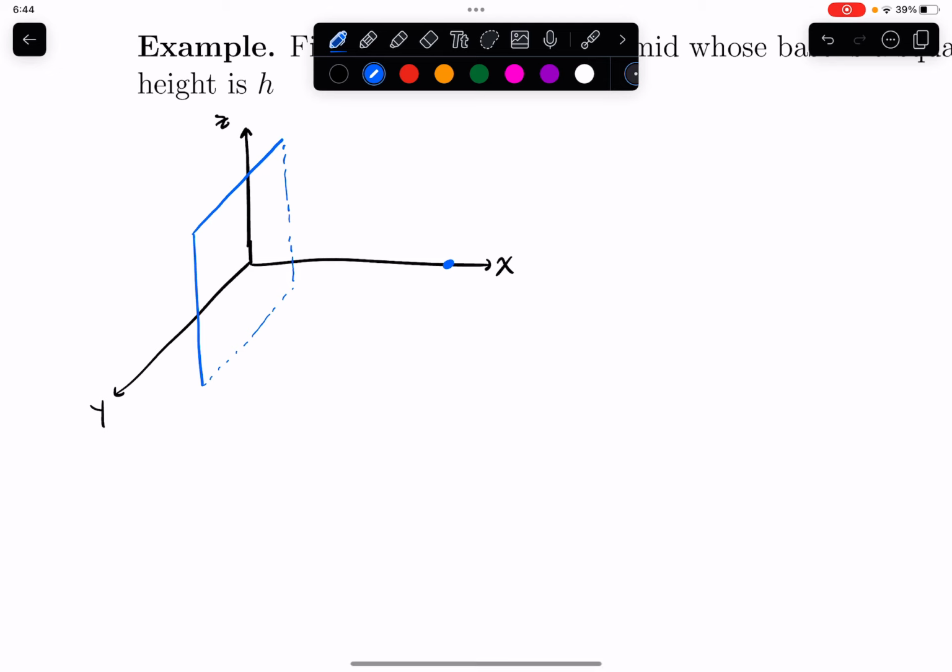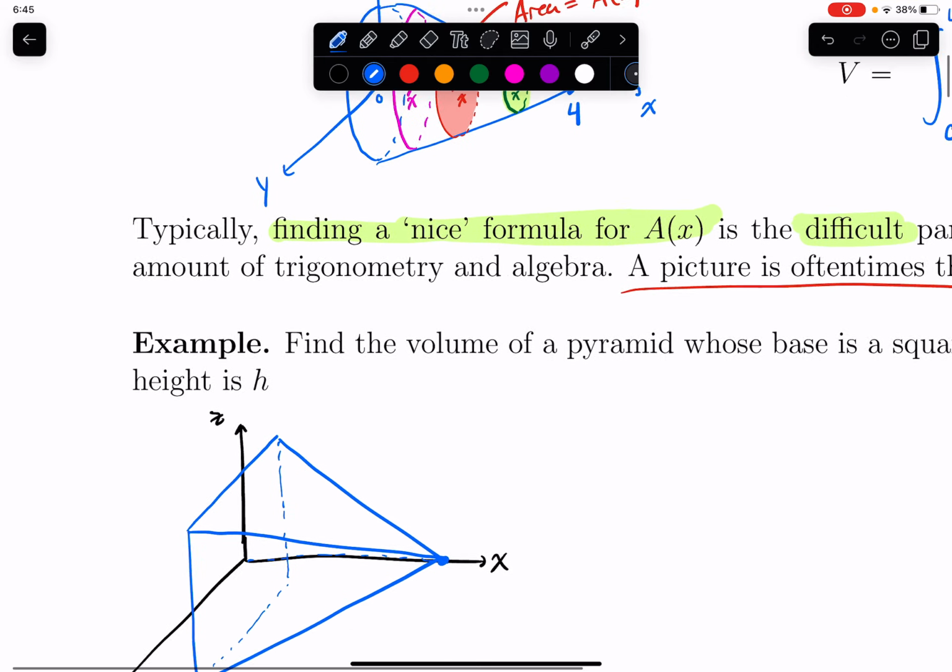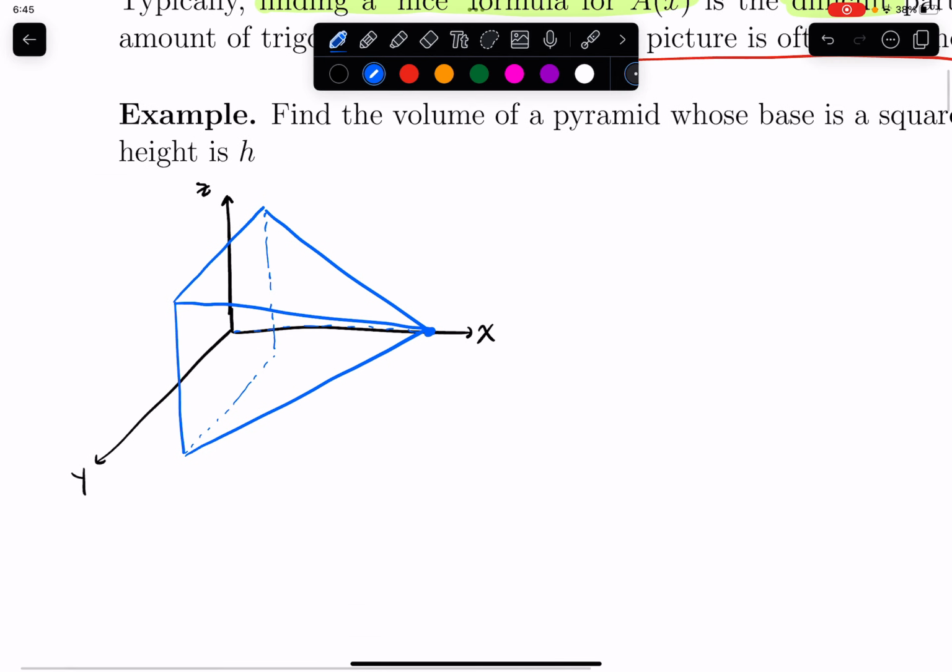And so as a result, I can draw straight lines to the tip of the cone. And there's my pyramid. This is a square pyramid on its side. And much like the picture up above, I want to compute the volume here using cross sections.